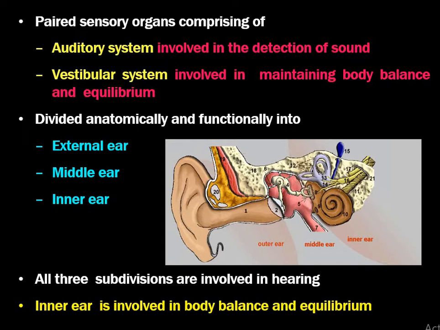The ear can be divided anatomically and functionally into the external ear, middle ear, and the inner ear. Here you can see one is the external ear, pink is the middle ear, and the gray is the inner ear. Okay, and this is the knob, earlobe. All three subdivisions are involved in hearing, and the inner ear is involved in body balance and equilibrium. Therefore, the ear helps both in hearing and body balance and equilibrium.